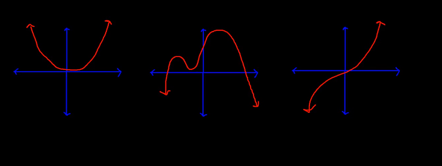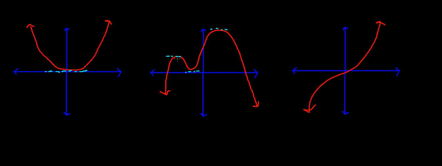Derivatives can be used to find maximum and minimum values of functions. So here I've got a parabola. It has a minimum value at the bottom here. If it were the opposite way, then it would be a maximum. And in this example, I've got multiple peaks.